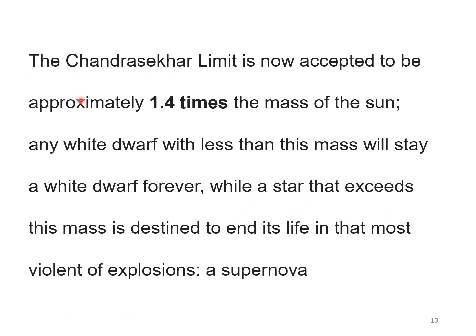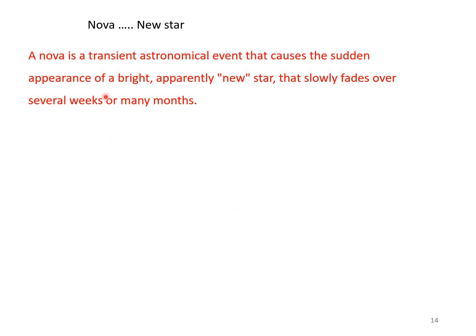And the Chandrasekhar limit is now accepted to be approximately 1.4 times the mass of the Sun. Any white dwarf with less than this mass will stay a white dwarf forever, while a star that exceeds this mass is destined to end its life in that most violent of explosions, a supernova. So these are some of the terminologies that we use.